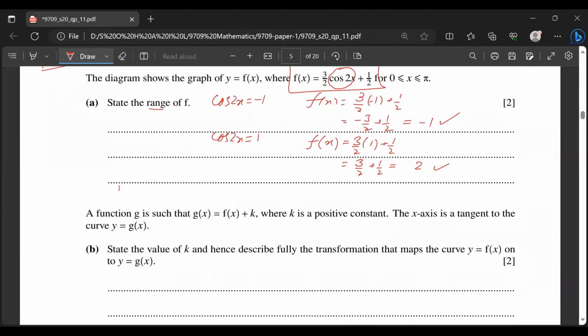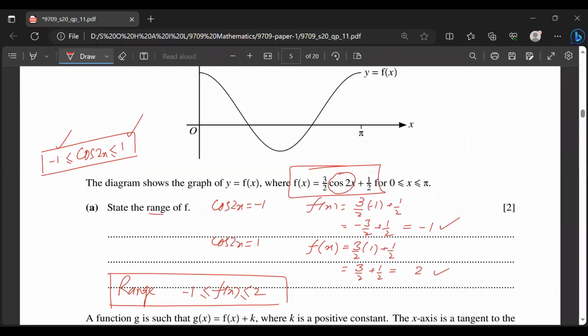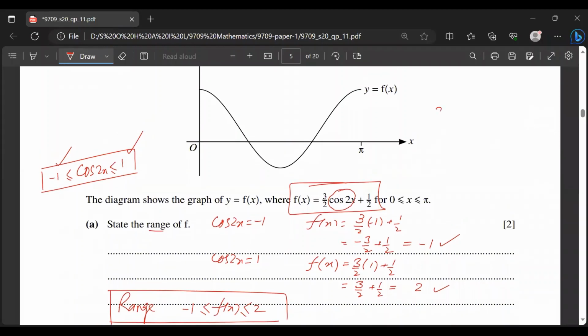So range, you can write range. There are other techniques as well. So range is f(x) greater than or equal to -1, less than or equal to 2. So quickly you can read the answer. The range is from -1 to 2. The other technique is that, as we have the function 3 over 2 cos 2x plus 1 over 2.